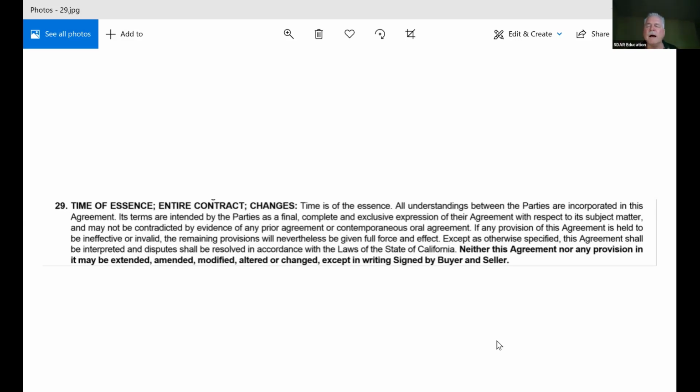So except as otherwise specified, this agreement shall be interpreted and disputes shall be resolved in accordance with the laws of the state of California. We've got to say that, right? The buyer's coming from New Jersey. They want the rules and the laws of New Jersey. I just had a lawsuit where the buyer came in from New York and they came into Orange County Court, and I'm in trial in the Orange County Court, and they go, well, that's not the way we do it in New York.